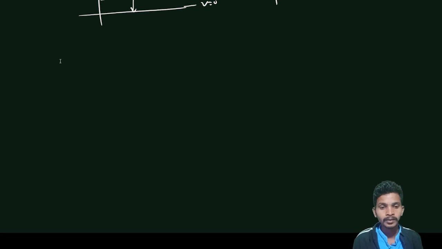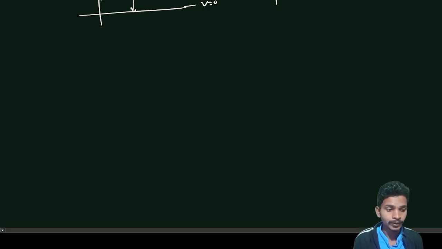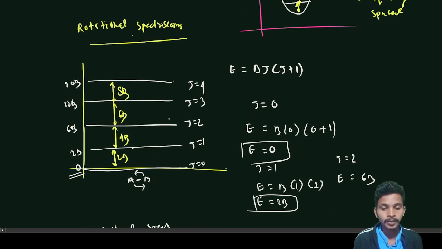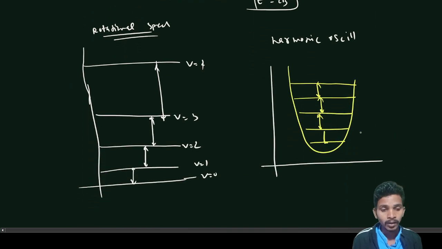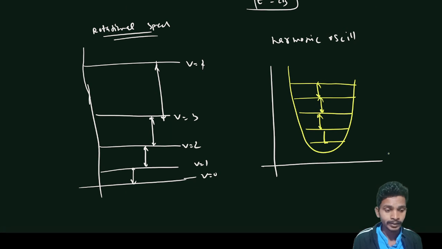Welcome to everyone. In the previous class we were discussing harmonic oscillations, and we have also drawn the energy levels. We also discussed the differences from rotational spectra, where the energy difference increases continuously as J increases toward higher energy, whereas for harmonic oscillations the energy levels remain equally spaced.